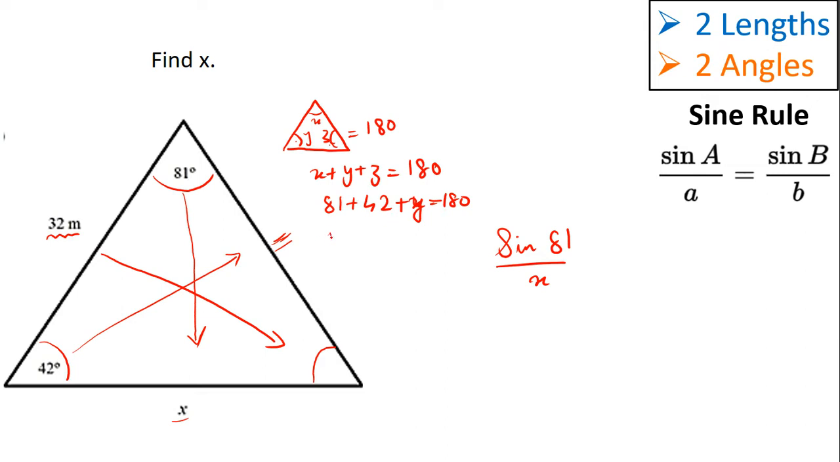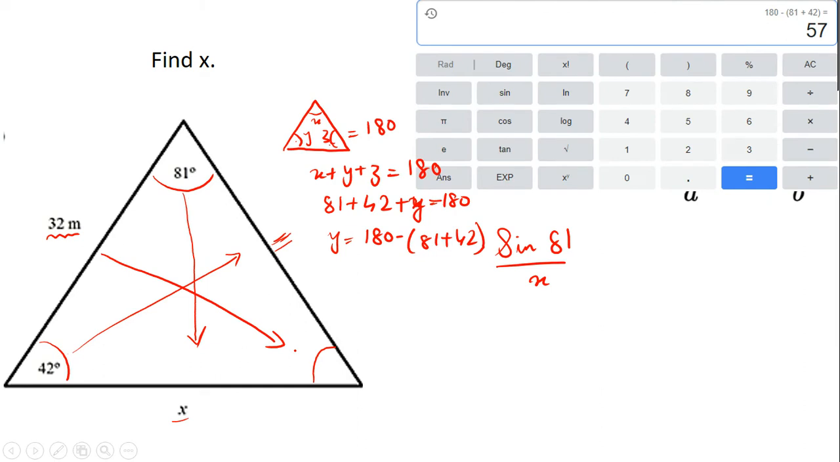If I want to figure that out, I can just do y equals 180 minus the 81 plus 42. Basically, you add these two angles and subtract from 180. If I do that, 180 minus 81 plus 42 gives me 57, which means this angle right here is 57. Now that I have my 81 and my x, and I have my 57 and my 32, I can simply use the sine rule, which is sine 81 over x equals sine 57 over 32, because 32 is the length that is right opposite to the angle 57.